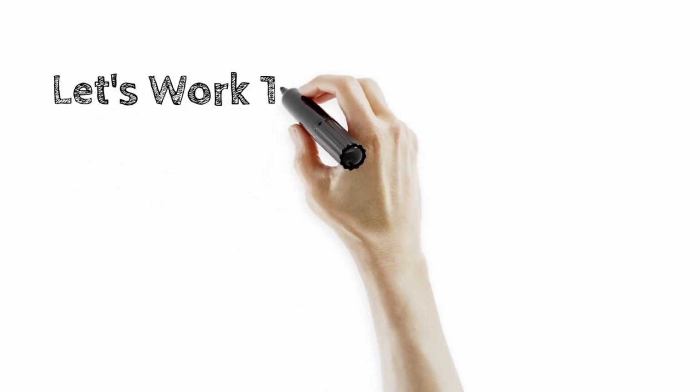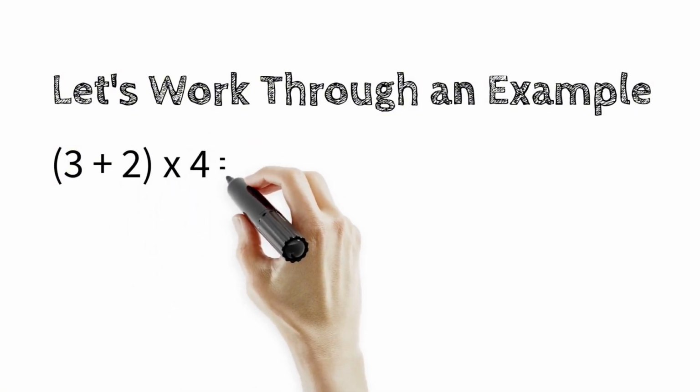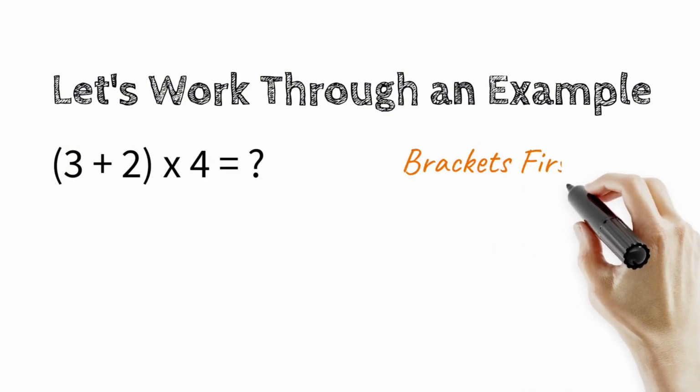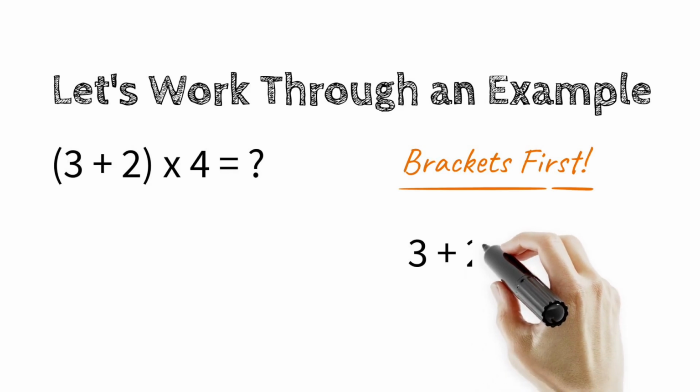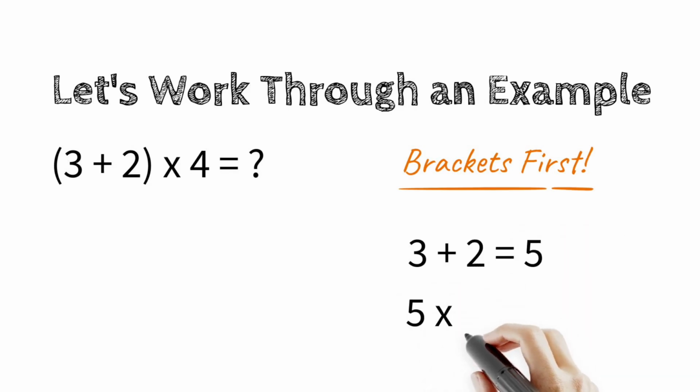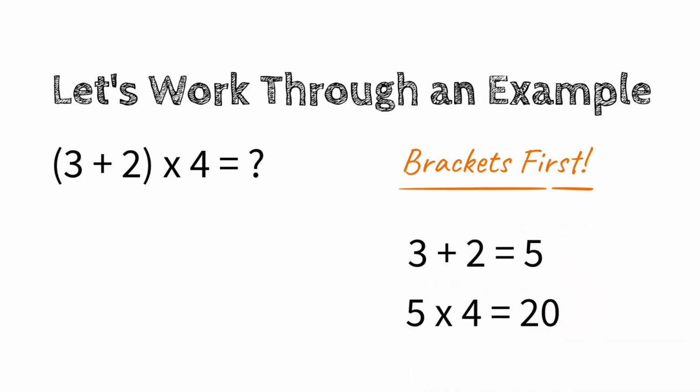Let's try a simple example with brackets. What is open bracket 3 plus 2 close bracket times 4? Remember, brackets come before multiplication, so we solve the brackets first. 3 plus 2 is 5, then 5 times 4 equals 20.